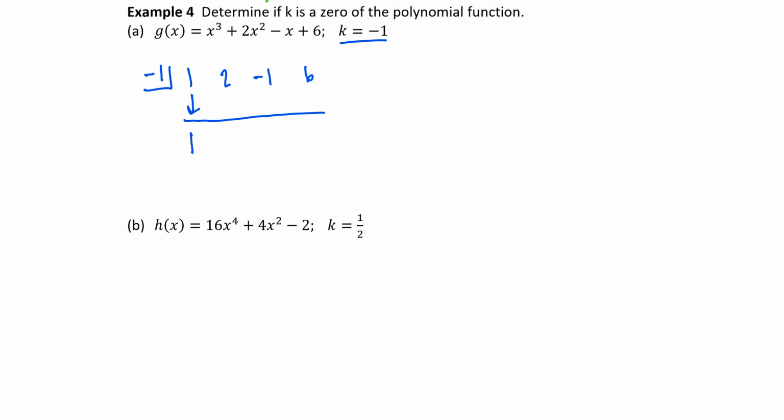Bring down the first term, multiply and add, multiply and add, all the way across. Then examine that last spot. Since that last spot is not a 0, our conclusion would be k equals -1 is not a 0. So k equals -1 is not a 0.